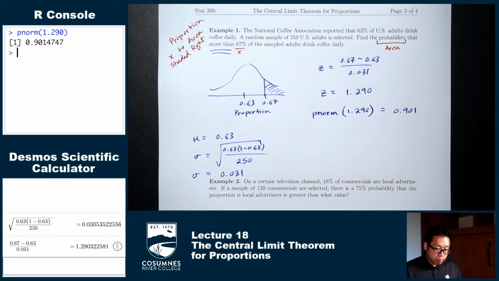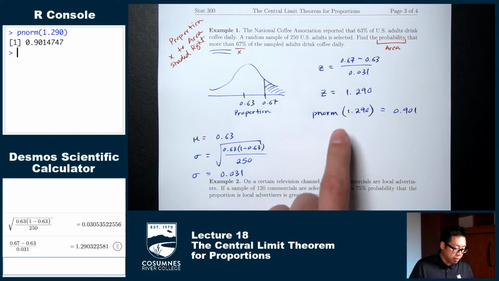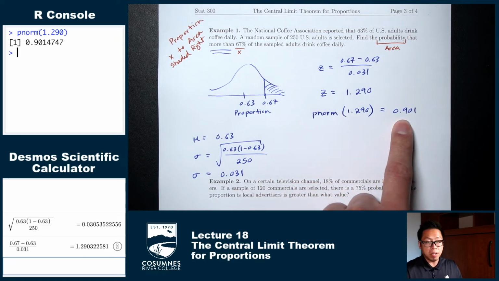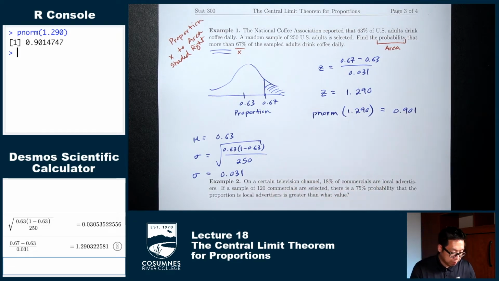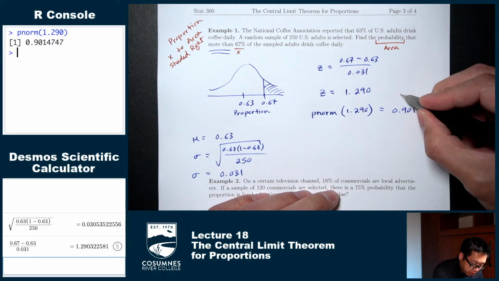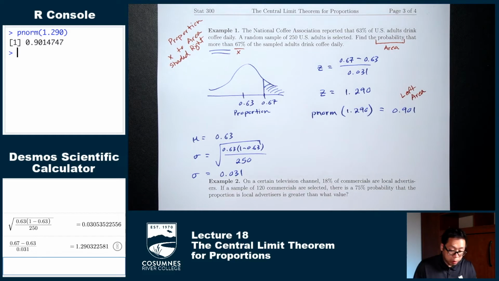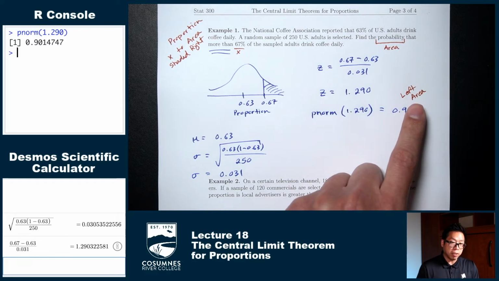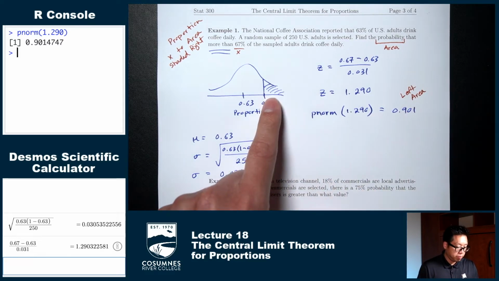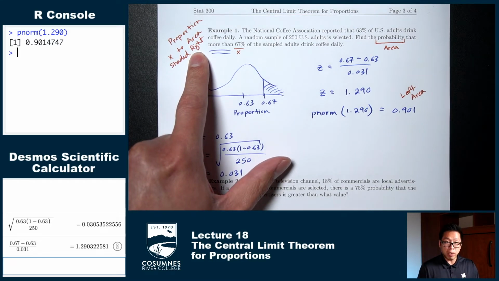Now remember, the way p-norm works is it takes a z and it spits out the left area. So this is a left area. Which means if you are looking for a left area, you're done. If you're not looking for a left area, you have to do something else. Are we looking for a left area? No, we're looking for area to the right.